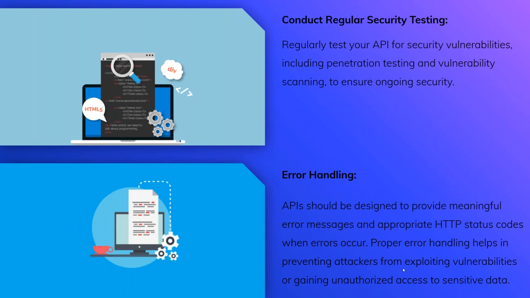HTTP status codes must be delivered exactly, such as 401 for unauthorized or 403 for forbidden, and should be used to indicate the appropriate response to different types of errors. So by implementing effective error handling procedures, one can reduce the risk of exploitation and ensure that the API remains secure. That's about error handling.